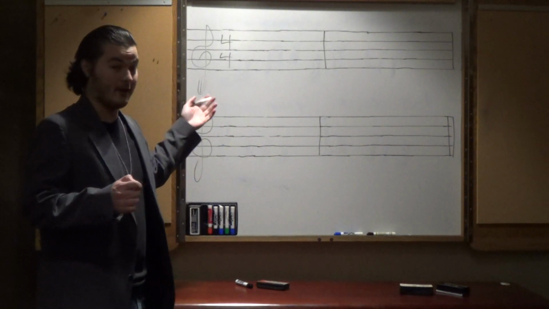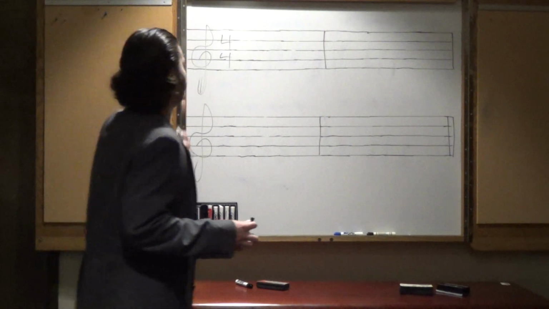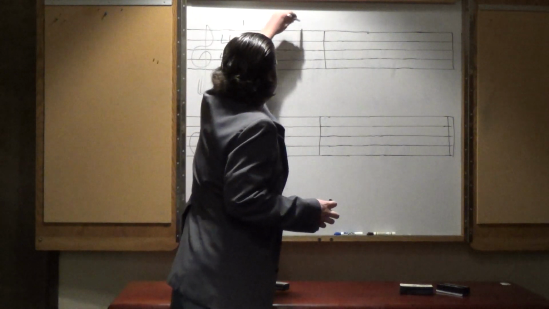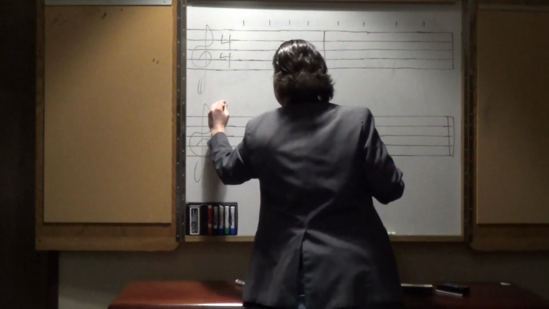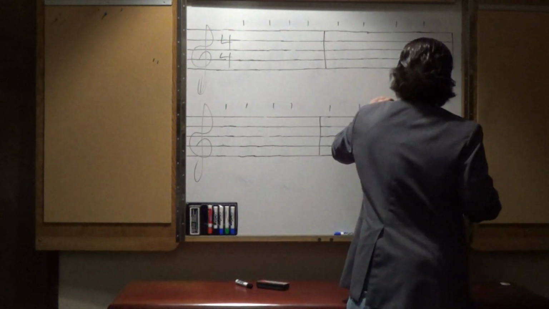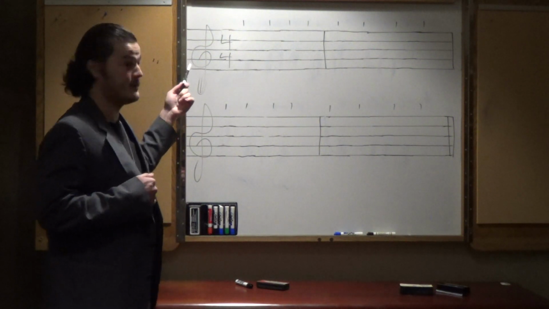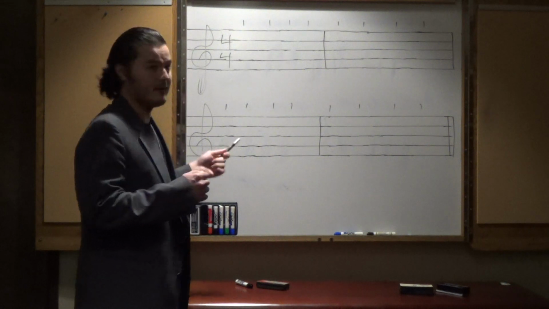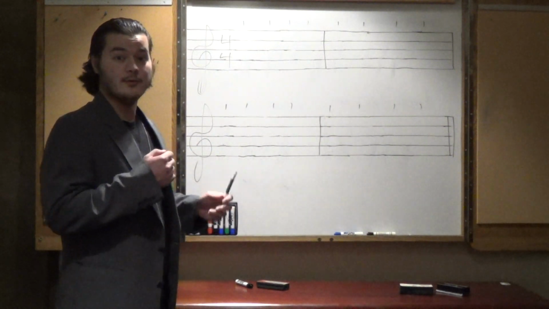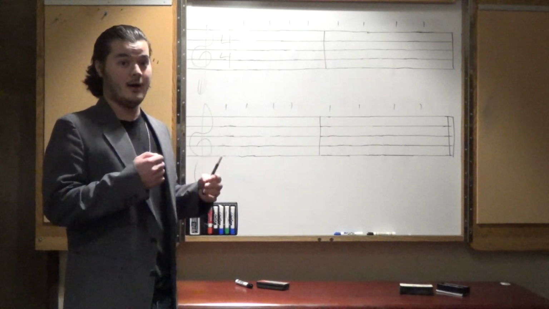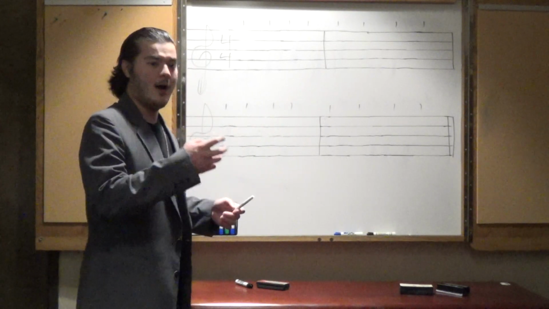So next, after figuring out the number of measures, we want to figure out the rhythmic value of each note in the melody. Since we're in 4-4, we're going to write hash marks in each of the measures to mark where the quarter notes are. The way we do this is to hear the melody again. I'm going to sing the melody again, and then we're going to figure it out.